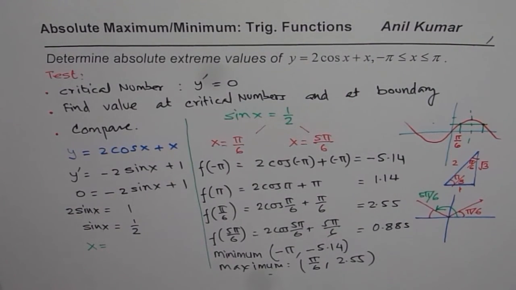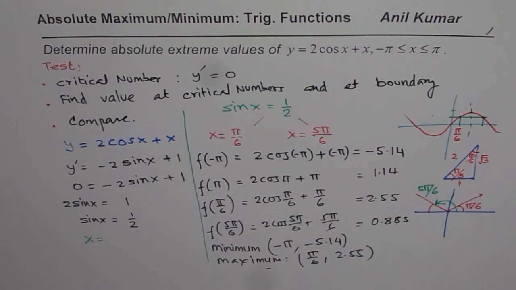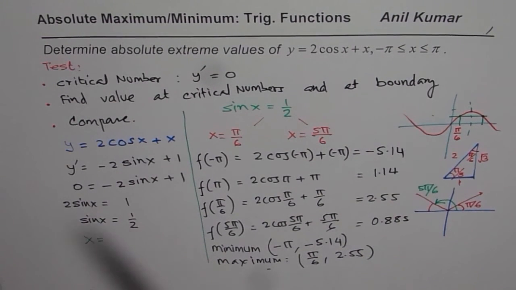So that is how you can solve such questions. I hope that is absolutely clear. For any question on absolute maximum and minimum where you are given the boundary conditions, you should find the critical numbers and then evaluate the value of the function at the boundary conditions and at the critical numbers.